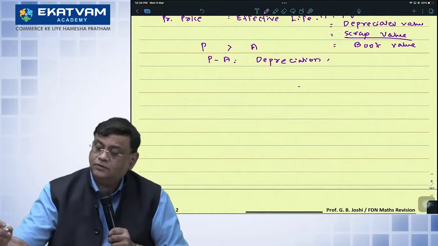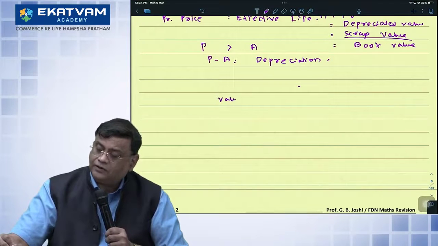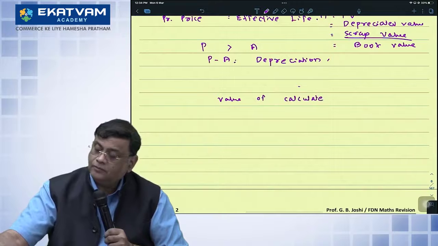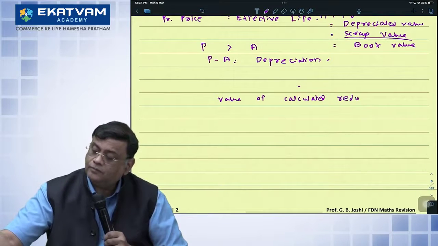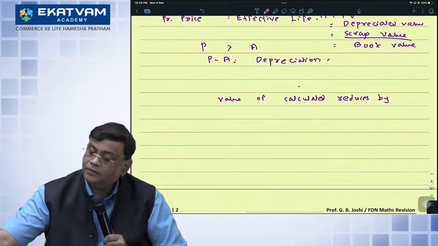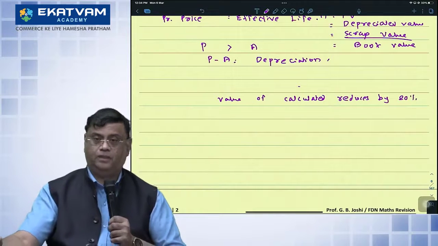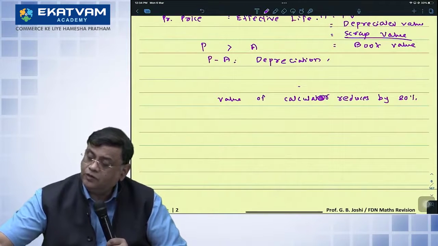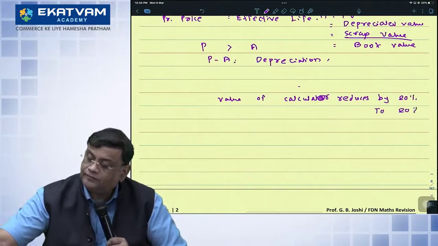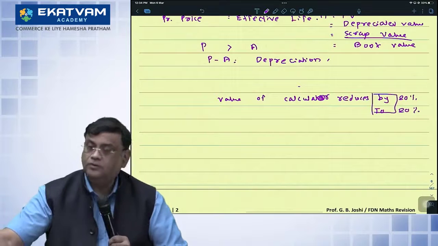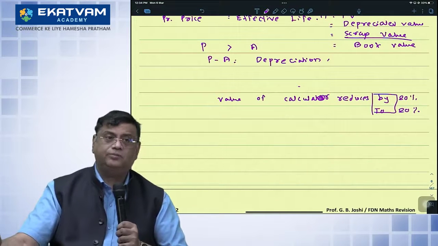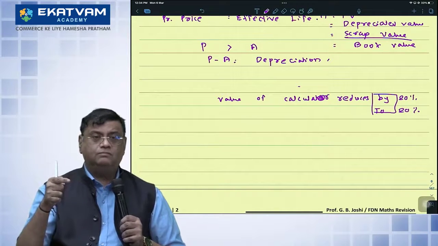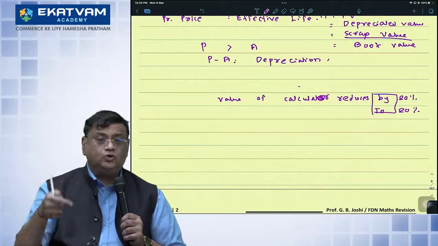Now I said that the value of the calculator reduces by 20%. And I say the value of the calculator reduces to 20%. By and to is not a mathematical problem, but it is a linguistic problem of English. The value of the calculator goes down by 20%, goes down to 20%.